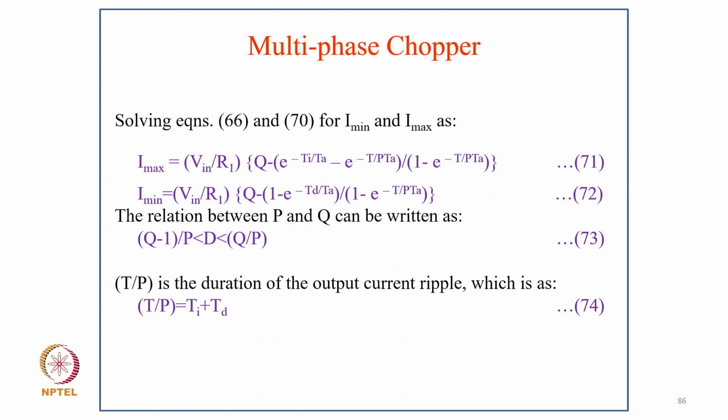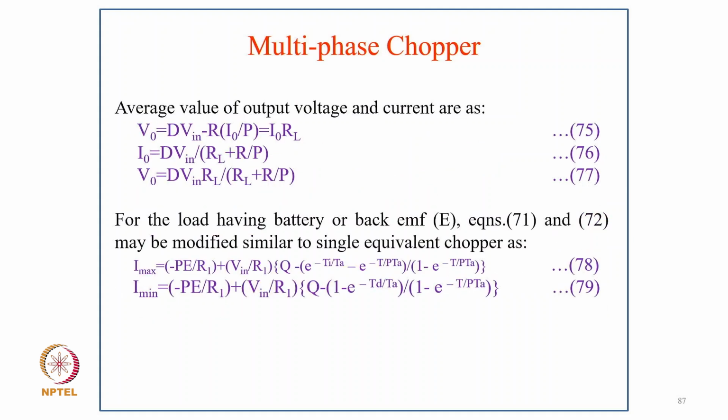So the relation between P and Q can be written as: (Q minus 1) divided by P, the duty cycle varies from (Q minus 1) divided by P to Q by P. So T by P is the duration of the output current ripple, which is T upon P equal to Ti plus Td. So the average values of the output voltage and current are V equal to D Vin minus R Io upon P, that is Io RL, and Io equal to D Vin divided by (RL plus R divided by P), and Vo equal to D Vin RL divided by (RL plus R divided by P).